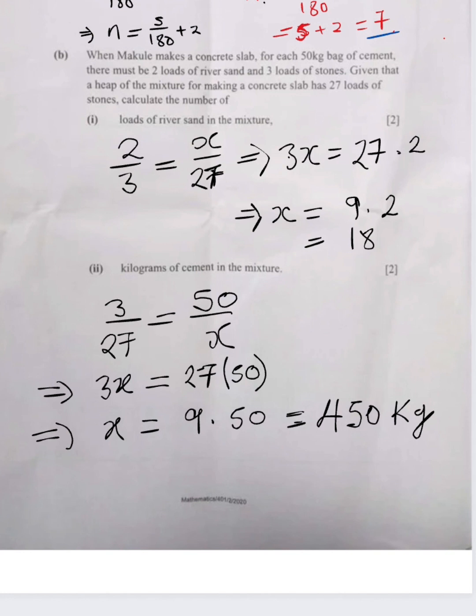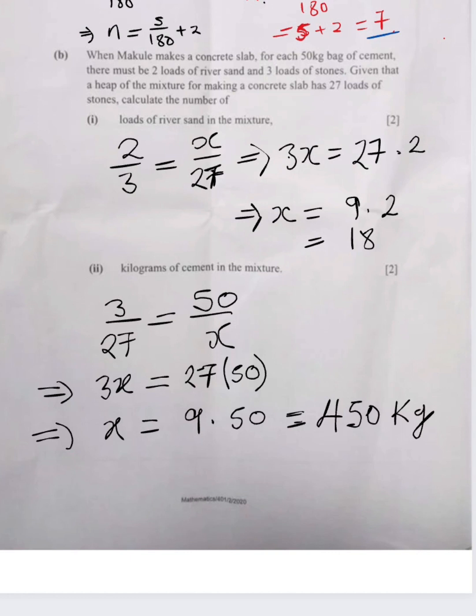This thing is about proportion, right? So we have 2 loads of river sand and 3 loads of stones. So that is 2 over 3 is just the same as x, the number of loads of river sand, divided by the number of loads of stones. So that is 2 over 3 will be equal to some number x over 27, because this is a ratio.